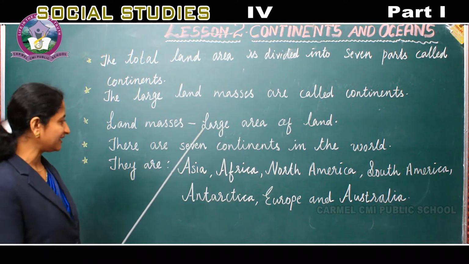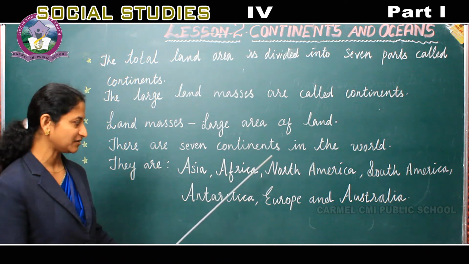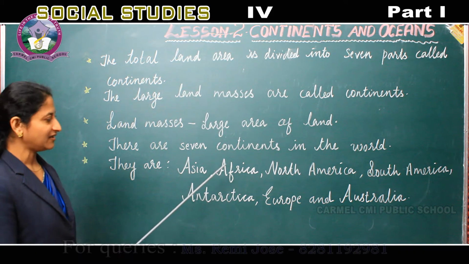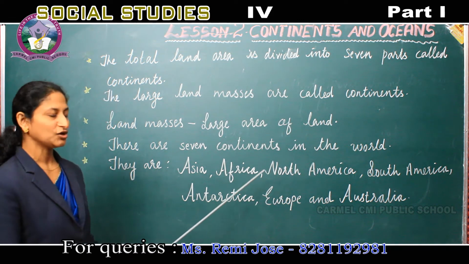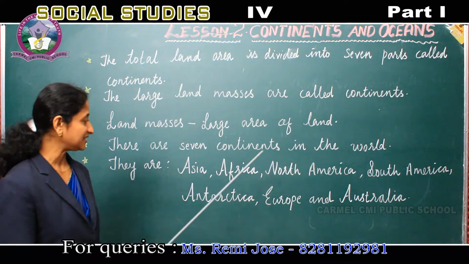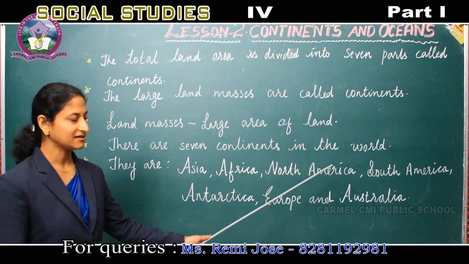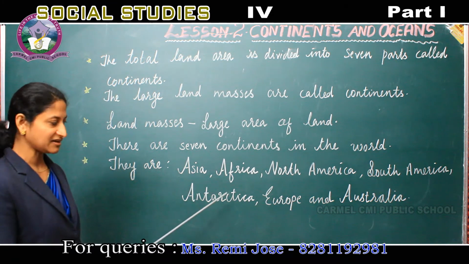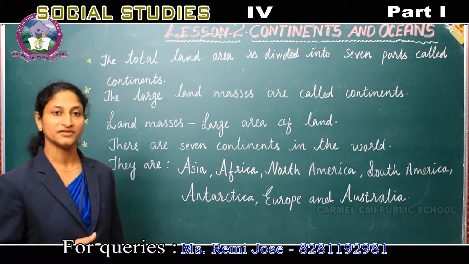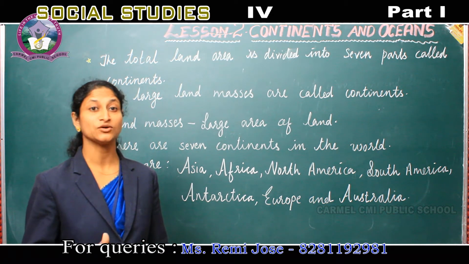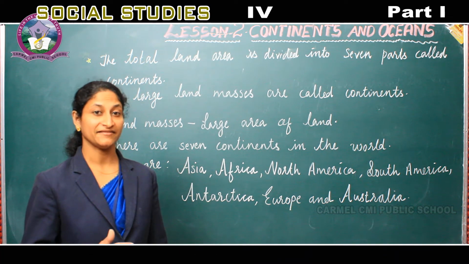Then, we have studied that there are 7 continents in the world. How many continents are there in the world? 7 continents. They are Asia, Africa, North America, South America, Antarctica, Europe and Australia. These are the 7 continents of the world. Already we have studied the names of the continents. Now we are going to learn the spelling of these 7 continents.